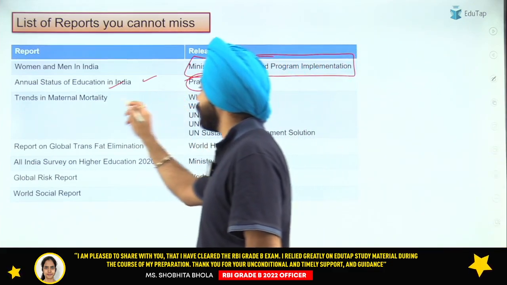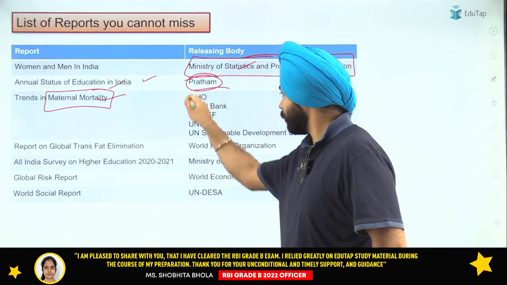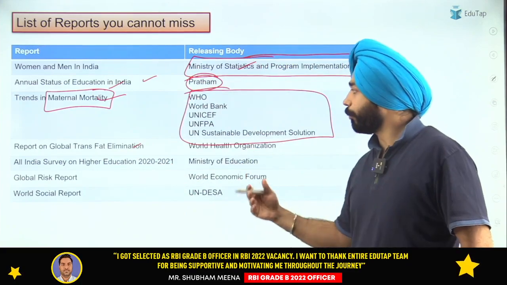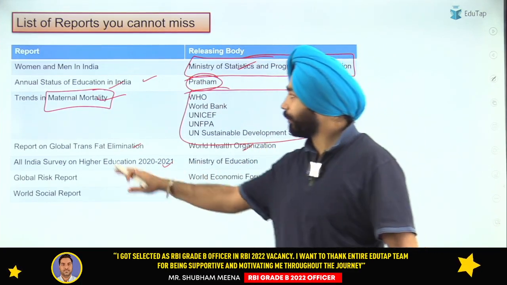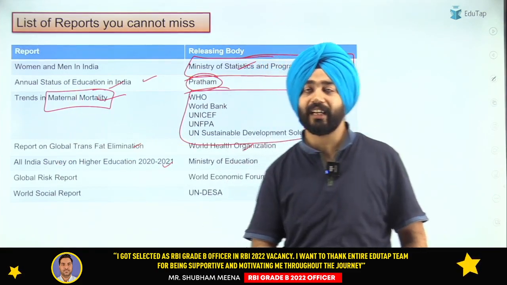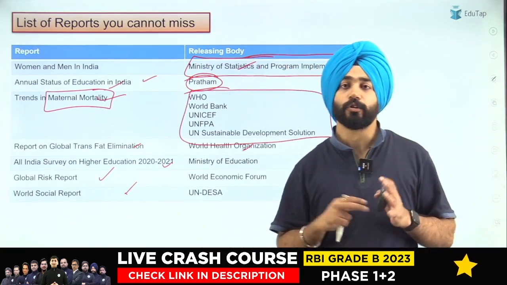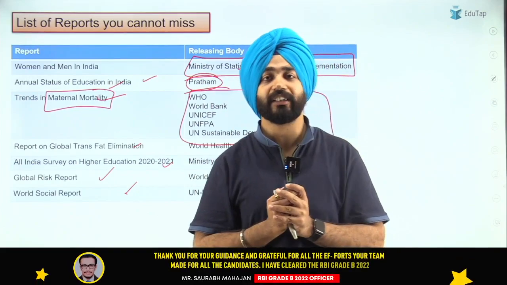Then next is maternal mortality, gender issues, very important. This is a report released by multiple organizations. Report on global trans fat elimination, that is WHO's report. All India Survey on Higher Education, same logic applies which applies to ASER, that you should remember. Global Risks Report, and I will say World Social Report. So these are the most important reports which you should not miss for the examination.